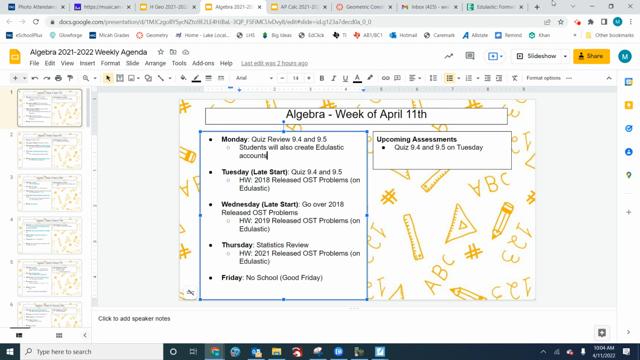All right, study for the quiz tonight. Quiz tomorrow. Know the quadratic formula. Know how to complete the square. Have a wonderful Monday.